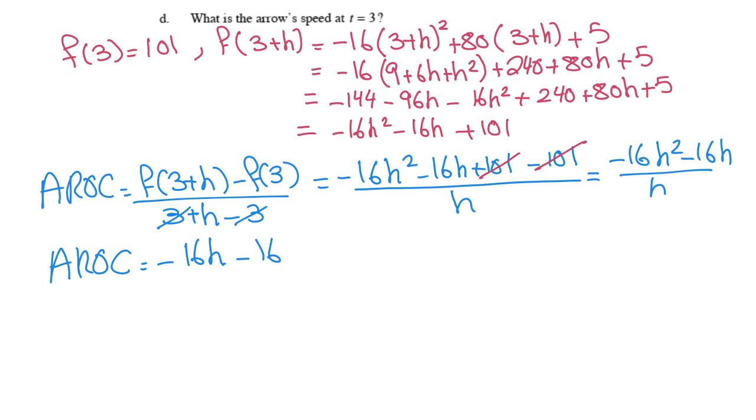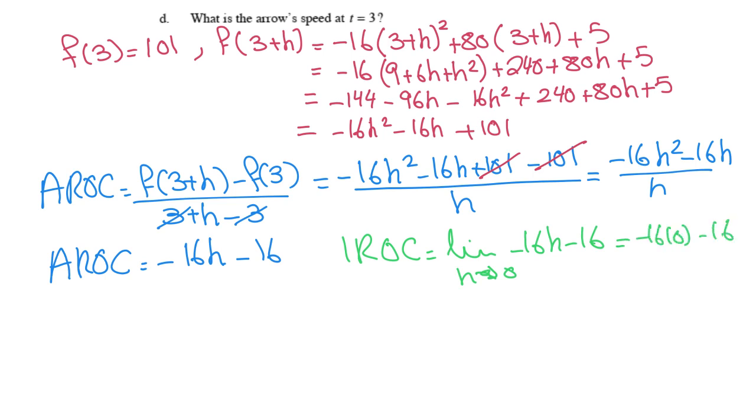Now I'm ready to do my IROC, which is my instantaneous rate of change, to find the speed of the arrow at exactly 3 seconds. So the IROC will equal the limit as h approaches 0 of this equation. Putting h as 0, this whole thing will be negative 16 times 0 minus 16, which will end up being negative 16.